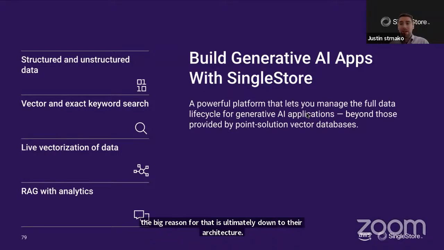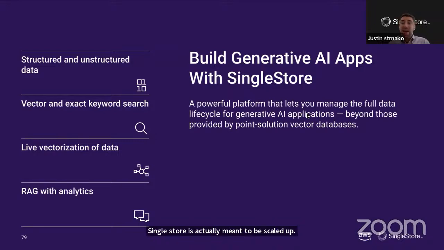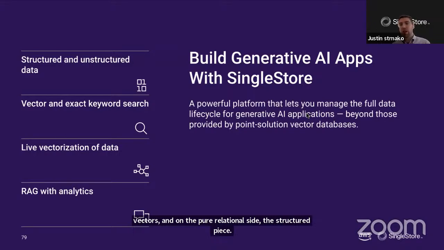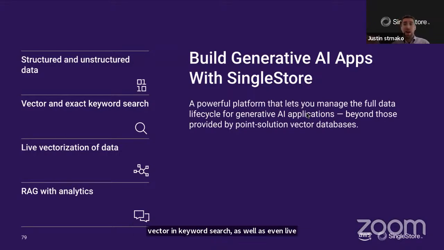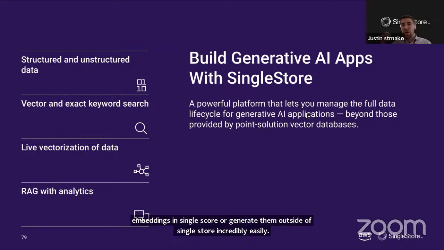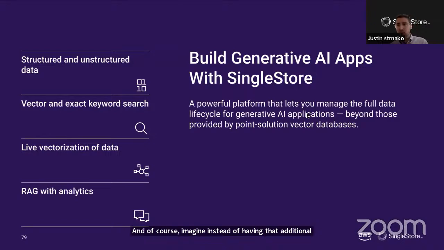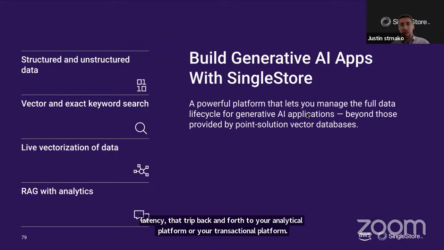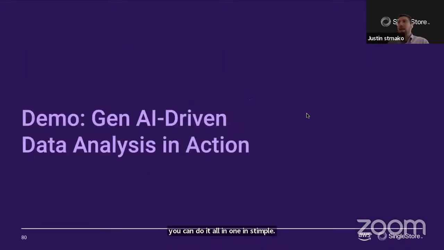SingleStore is actually meant to be scaled up and scaled down as your applications grow, as your user base grows. And so when we think about this further, SingleStore can handle structured and unstructured analytics, right? JSON, vectors, and on the pure relational side, the structured piece. Vector and keyword search, as well as even live vectorization, where we can actually generate the embeddings in SingleStore or generate them outside of SingleStore incredibly easily. And of course, imagine instead of having that additional latency, that trip back and forth to your analytical platform or your transactional platform, you can do it all in one in simple SQL. At the end of the day, the idea here is simplicity, it's scale.